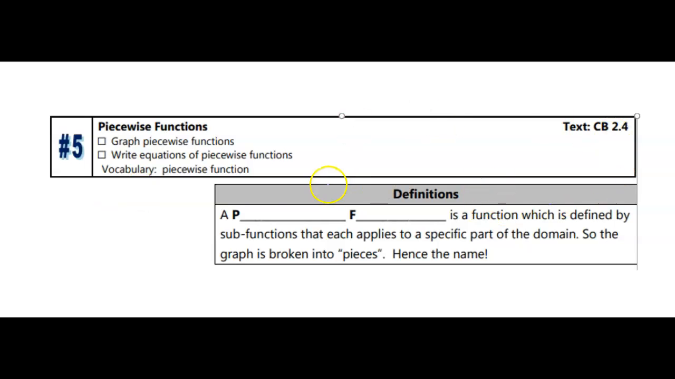So let's get started. A piecewise function is a function which is defined by sub-functions that each apply to a specific part of their domain. So the graph is broken into little pieces. This is why it's called a piecewise function. So you have this graph that's broken into little pieces or parts, and that is called a piecewise function.